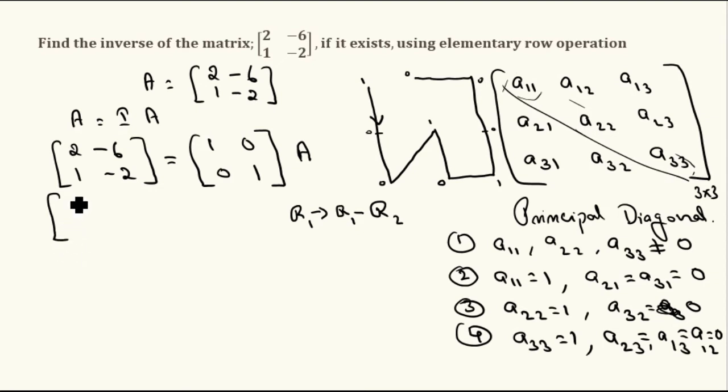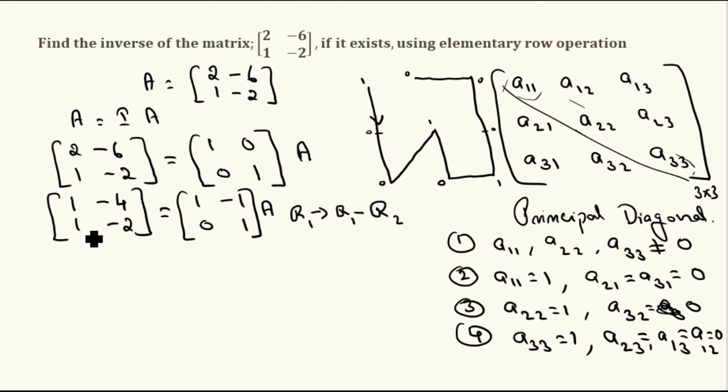So we will get what? That values you write it here. R1 equal to R1 minus R2. 2 minus 1, 1. Minus 6 minus plus, so minus 4. Then this we write as same. No change. Now see here again. 1 minus 0, 1. Then 0 minus 1, minus 1, 0, 1. Okay.